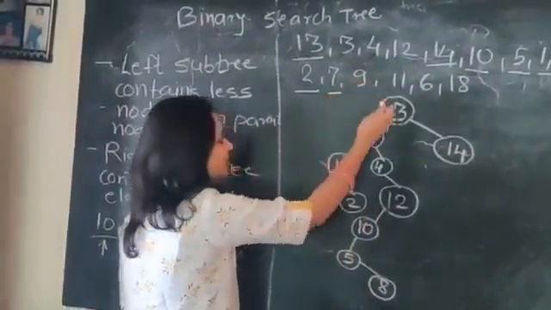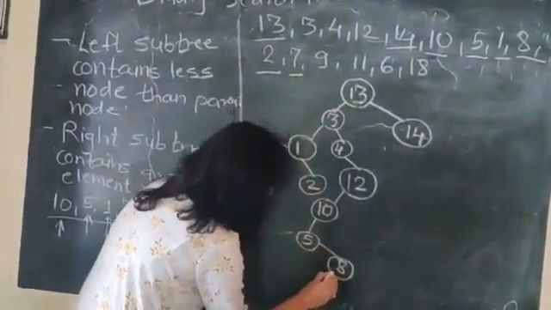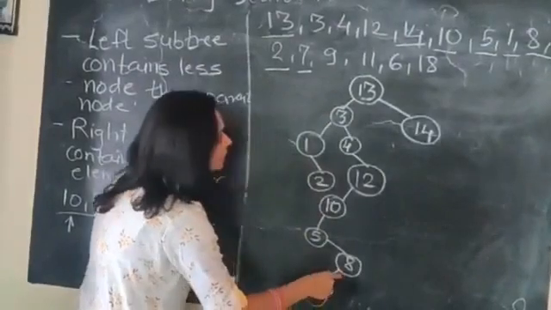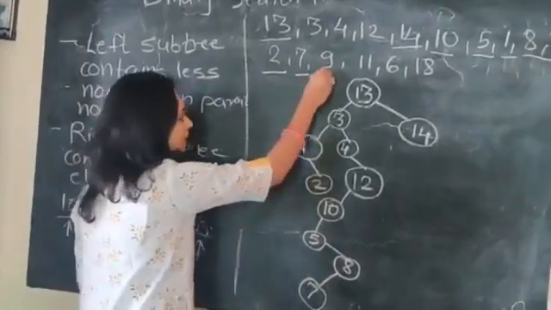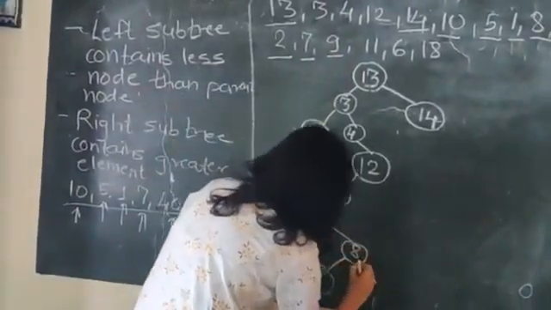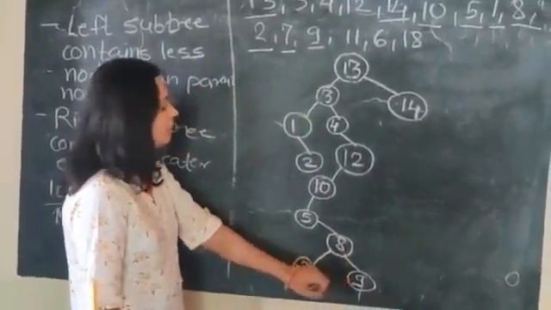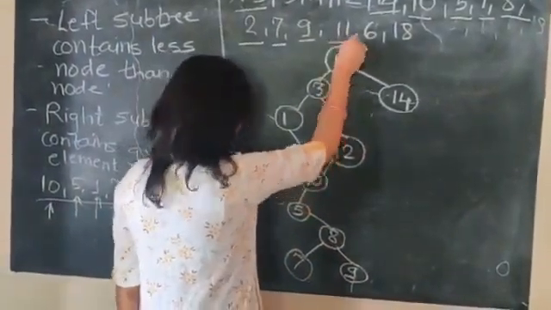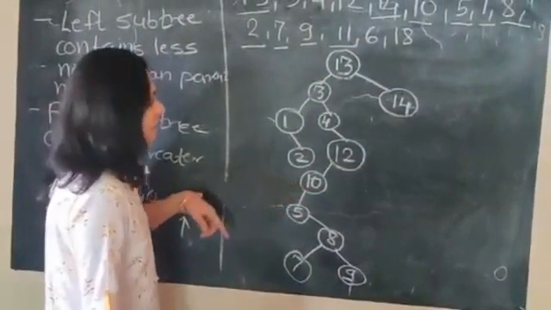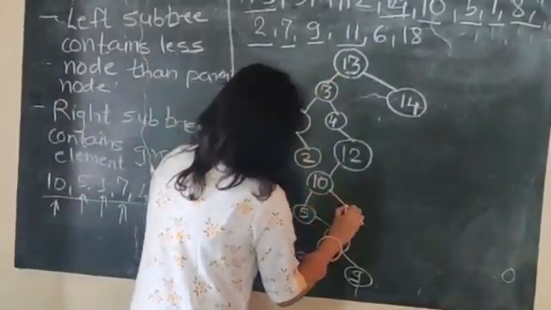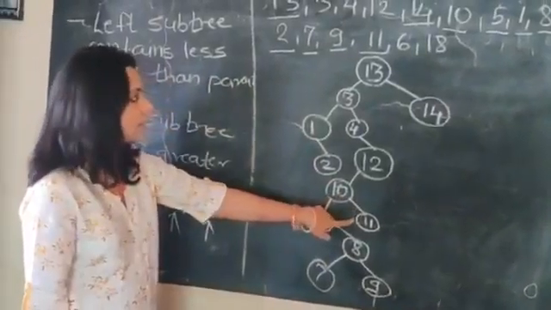Next is 7. 7 is also at the left hand side because it is less than 13. So 7 will be kept at this particular location because it is less than 8. Next is 9. 9 is greater than 8, so you will keep 9 over here. Next is 11. Now 11 is greater than 10 and less than 13. So we will keep 11 at this particular location because it is greater than 10.